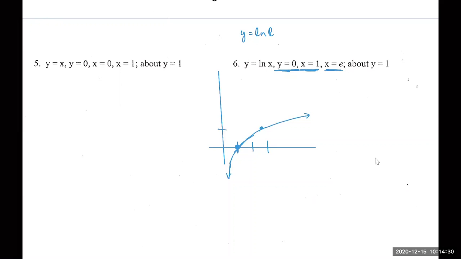Okay, so now I'm going to shade different regions, and you guys tell me what region this is best described by. They say y equals ln of x, y equals 0, x equals 1, and x equals e is the other. x equals e is right here. And they want me to revolve it about y equals 1. So question is, are they describing the yellow region or the blue region? What do you guys think? Yellow region or blue region?